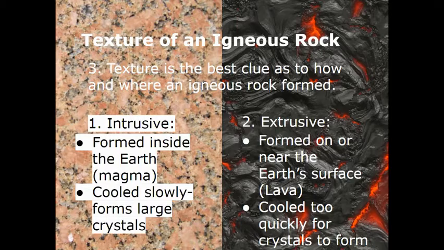On the other hand, we have extrusive igneous rocks, and these are formed at or near the Earth's surface. And we call molten material that is at or near the Earth's surface lava. Because they're at the Earth's surface, they cool very quickly because they don't have the insulating effect of the Earth's crust. And because they're cooling very quickly, there isn't really time for crystals of those minerals to form very large at all.